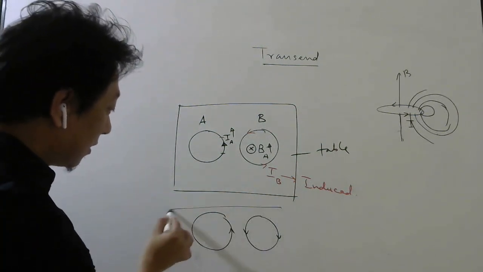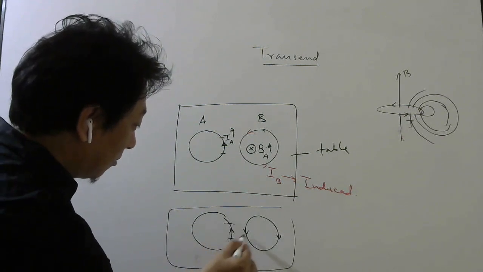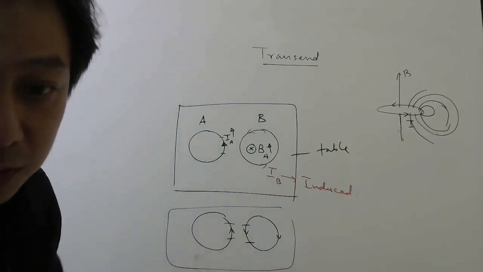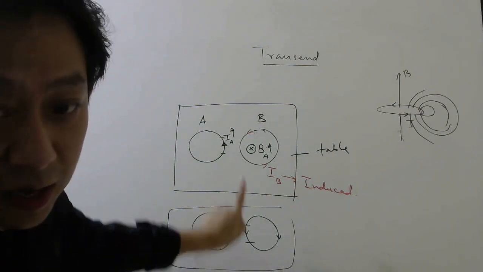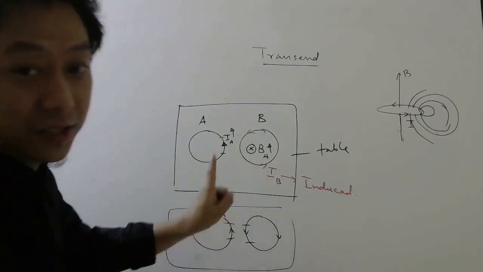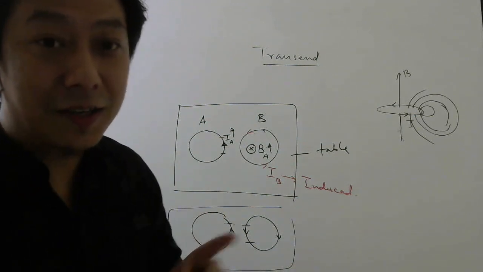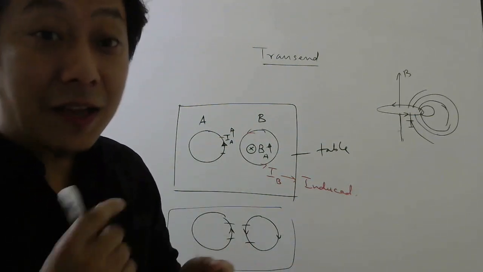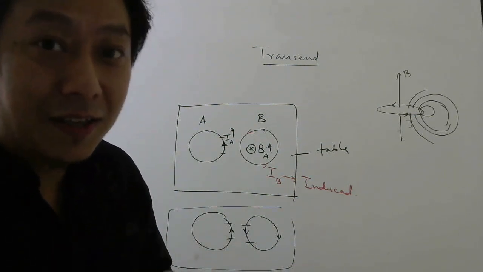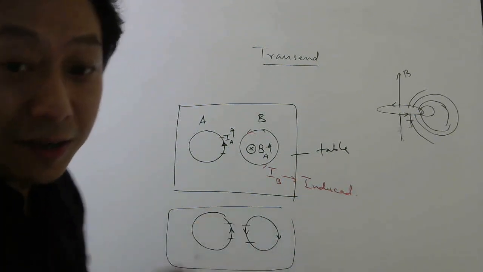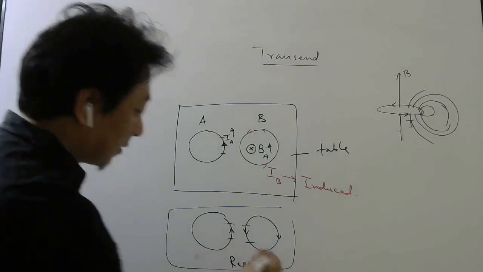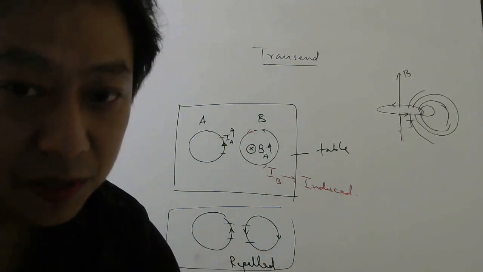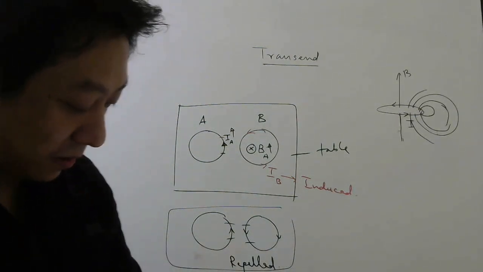Now see here, these two are nearby, no? So these two will control what will happen to the loops. Look carefully, the currents are in the same direction or opposite direction? Opposite direction. Unlike currents attract or repel? Unlike charges attract. So unlike currents will repel, so they will be repelled. So B will be repelled by A.